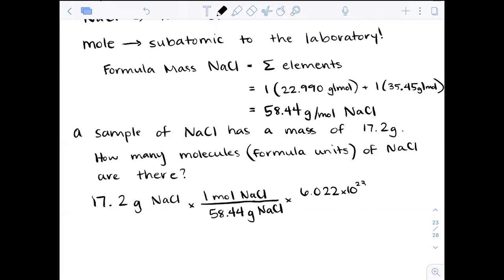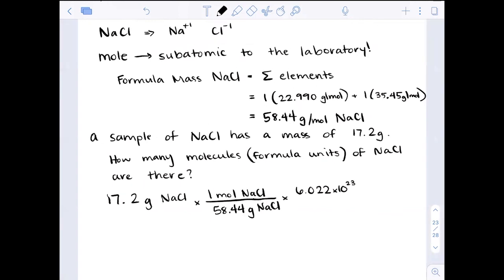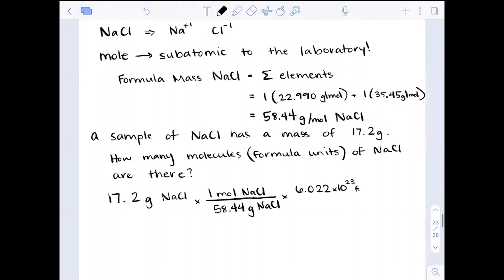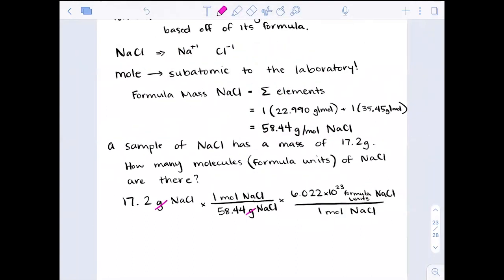Notice how we can now change Avogadro's number to 6.022 times 10 to the 23rd formula units of NaCl per 1 mole of NaCl. So again, making sure that grams cancels with grams, moles cancels with moles, we're left with formula units of NaCl. We can punch those into our calculator.